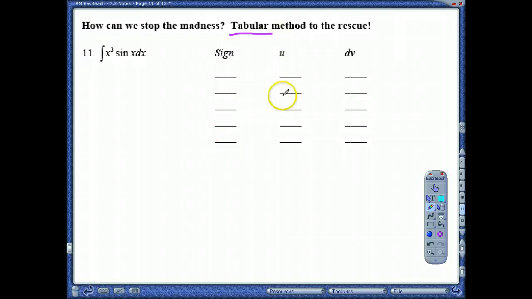So the tabular method to the rescue. Now, we're going to draw 3 different columns. Sign, and that's your positive, negative. What's u going to be? What's dv going to be? How many of these actual rows you're going to do depends on how fast it takes u to disappear. So I'm going to start off with this being my x cubed. So the derivative would be 3x squared. The derivative of that would be 6x. The derivative of that would be 6. The derivative of that would be 0.